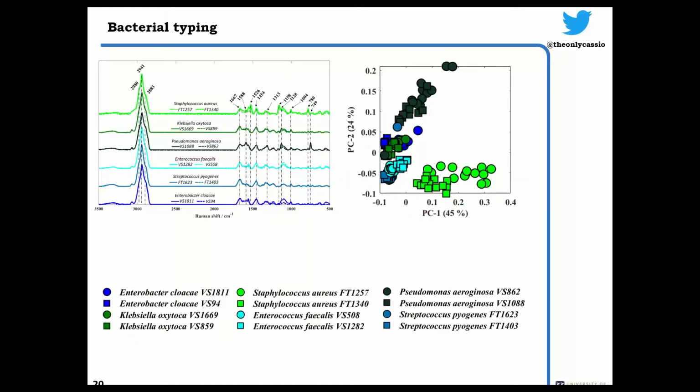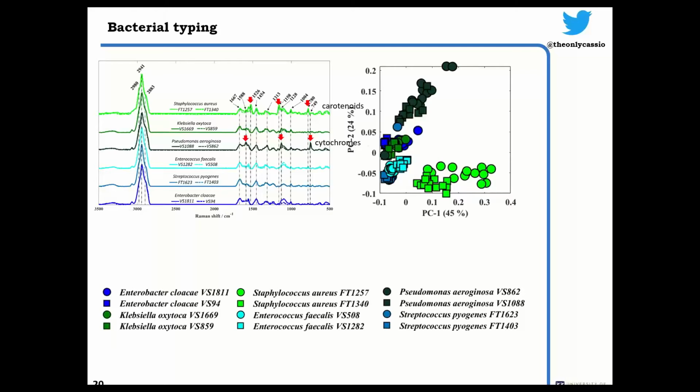These results were accepted for publication yesterday, so I'm very happy. And these are the Raman results. So here in the Raman, when we compare the Raman signature from the different strains, we can see some peaks associated to pigments like carotenoids and cytochromes.